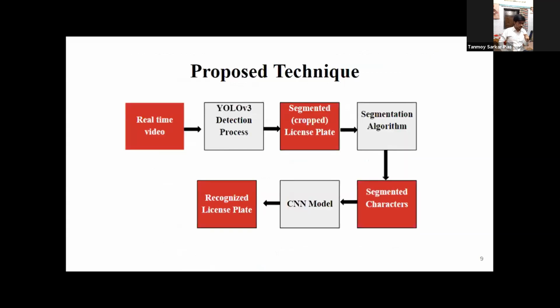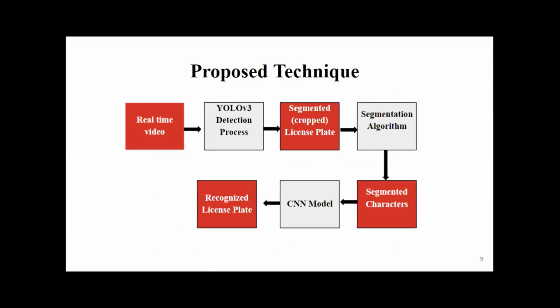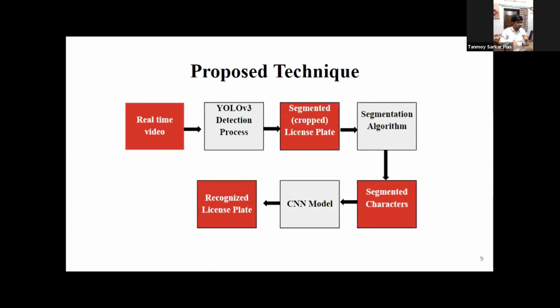So this is our proposed technique. We feed in the real-time video and use the YOLO detection process to detect the license plate, and it segments the license plate from the video and gives it to the next stage. In the next stage, we use the segmentation algorithm that my fellow colleague already discussed. We use that algorithm here to build the complete model. After segmenting the characters, we pass them to the CNN model for recognition. Then we get a recognized license. So this is our overall proposed technique.